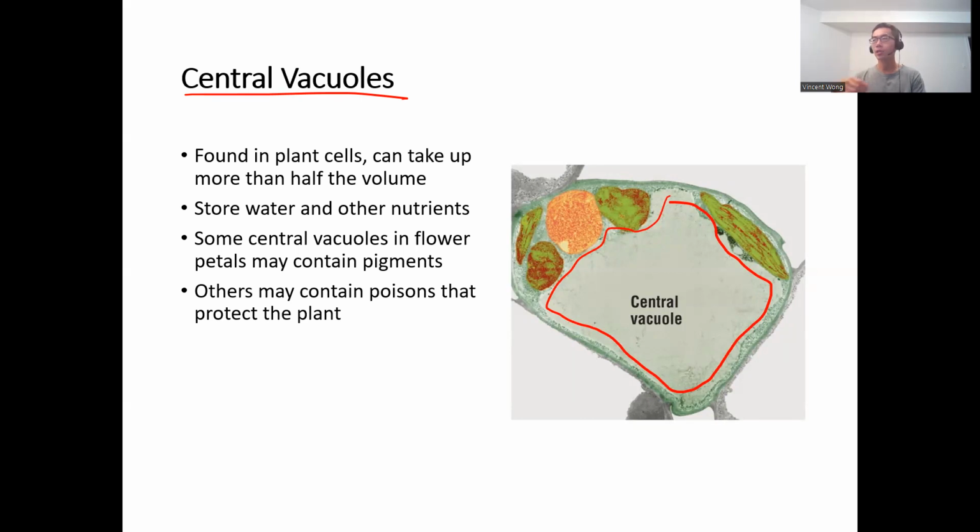Some vacuoles are found in the flowers of plants, and in those places, they would be storing pigments. Pigments is what gives color to the flowers, right? Some plants are poisonous, and they would store the poison in the central vacuole as well. Okay, so we don't have a central vacuole. We don't have chloroplasts. These are plant-specific structures. I have a chart coming up at the end that shows you what's specific to plants and what's specific to animal cells.